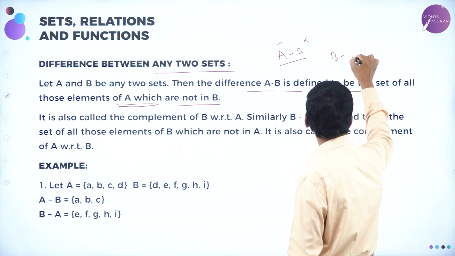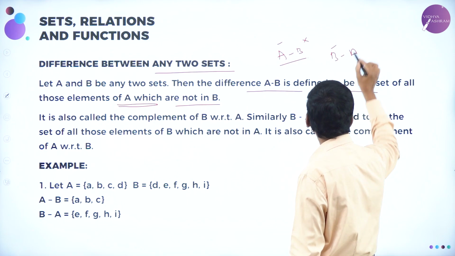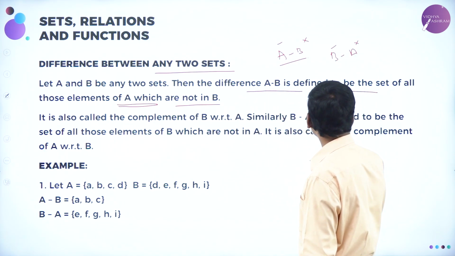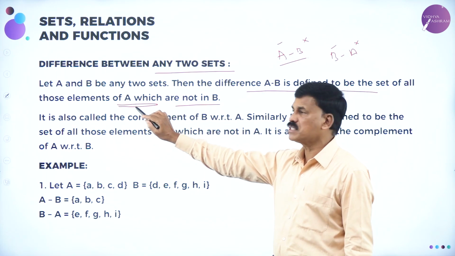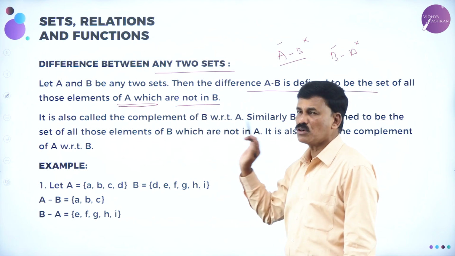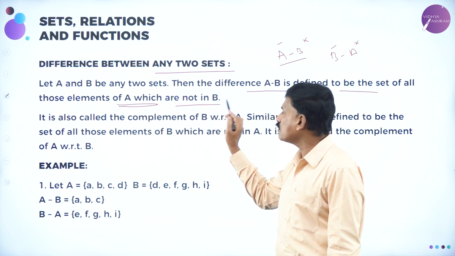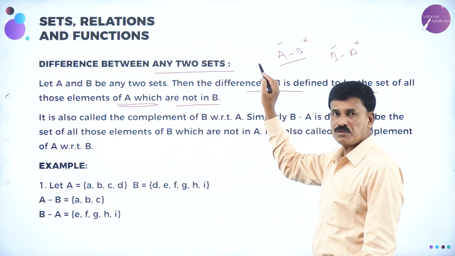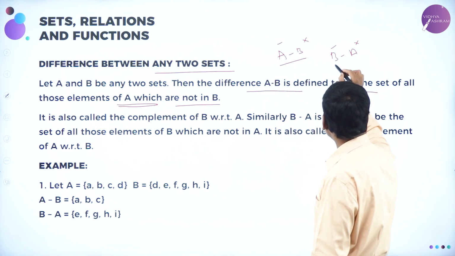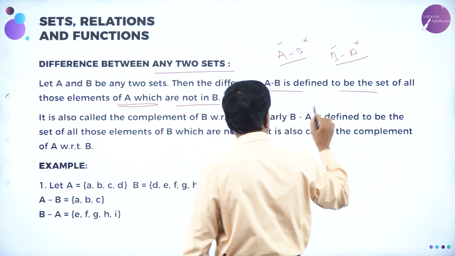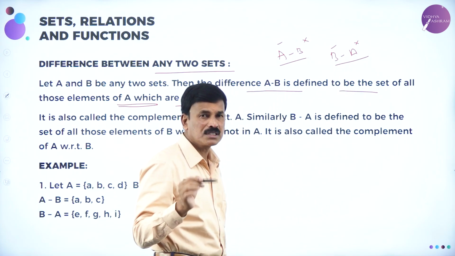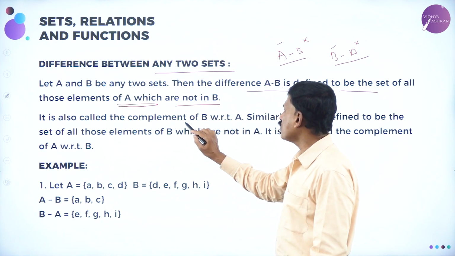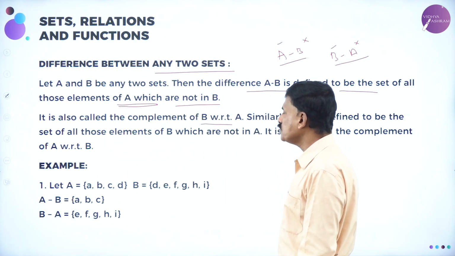Similarly, B minus A means all the elements which are in B but not in A. So the difference A minus B is defined to be the set of all those elements of A which are not in B. A minus B means the set of all the elements which are in A but not in B. Similarly, B minus A means the set of all the elements which are in B but not in A. So it is also called the complement of B with respect to A.